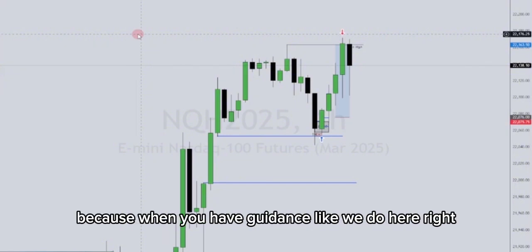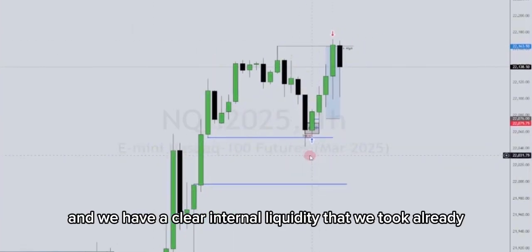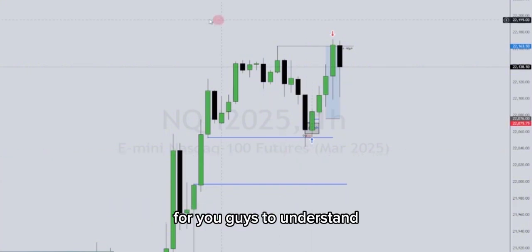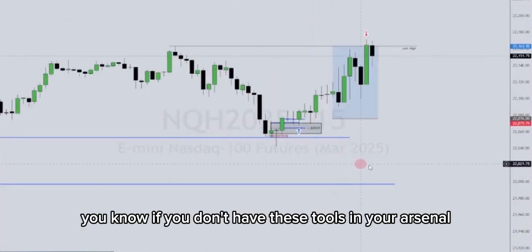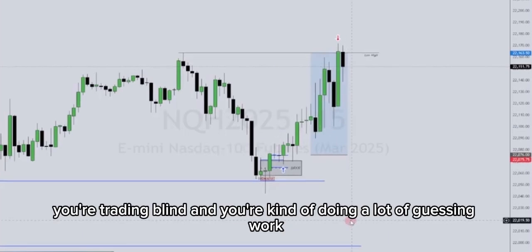If you guys are able to simplify your trading like this, it's going to make your lives a lot easier because when you have guidance like we do here, right? And we have a clear target and we have a clear internal liquidity that we took already. It's going to make the visual picture a lot easier for you guys to understand. If you don't have these tools in your arsenal, essentially you're trading blind and you're kind of doing a lot of guessing work.